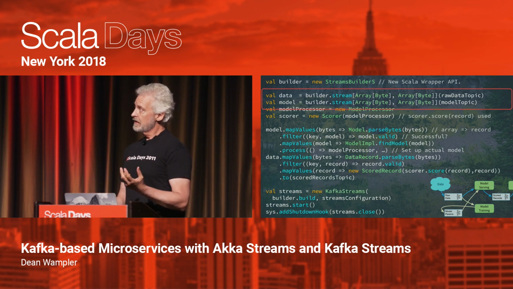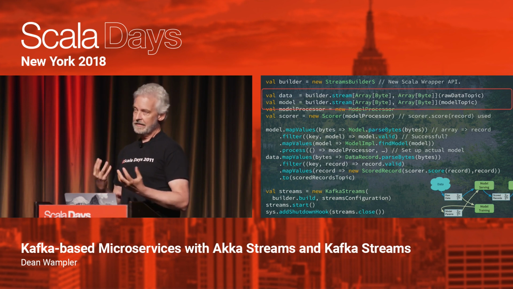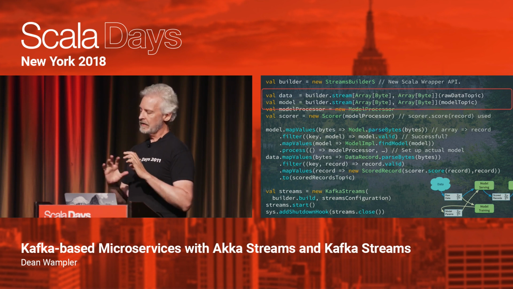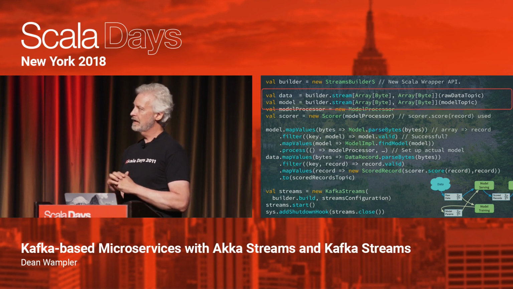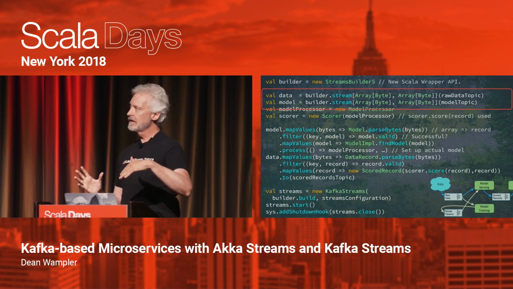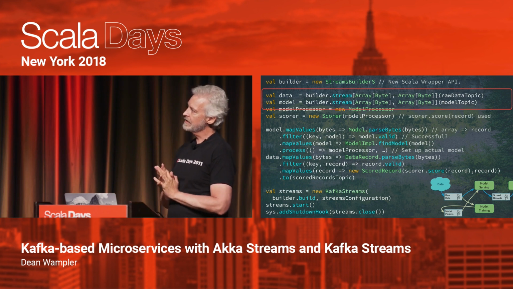Then you ask the builder to create two kinds of streams for you. In this case, we're going to be reading and writing byte arrays, just to take the worst case. Kafka topics, generally speaking, are just big blobs of bytes. There are ways you could layer schema on top of them, but we're just going to go with the worst case and manage it ourselves.